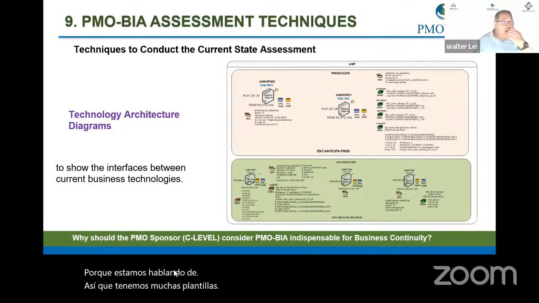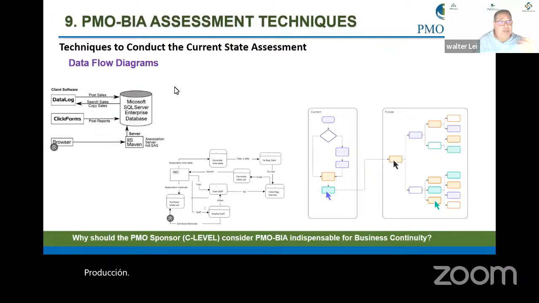For example, the technology architecture diagram. I made a certain sample of the business case. This is one example that we provide on the use case. This is a topological example of a production diagram of an application. This is a pre-production, interfaces, whatever, and then the technique to conduct the data flow diagram. This is, for example, an SQL server, and this is a data flow.